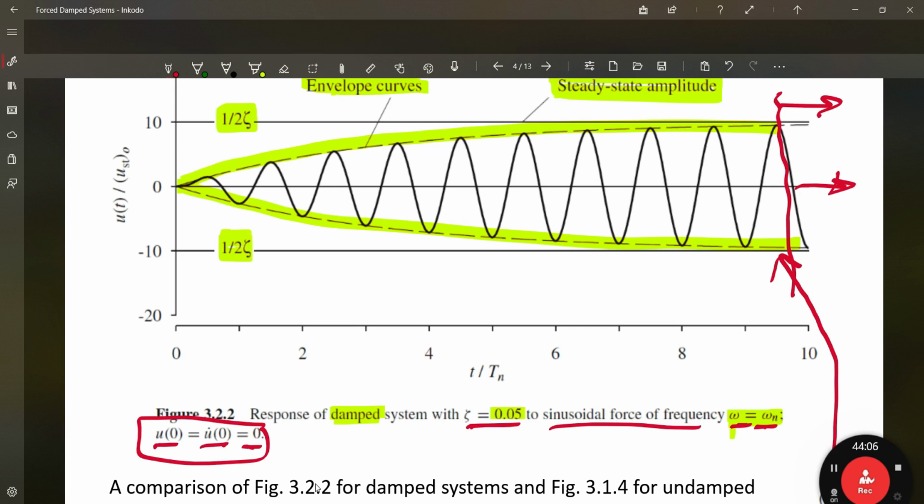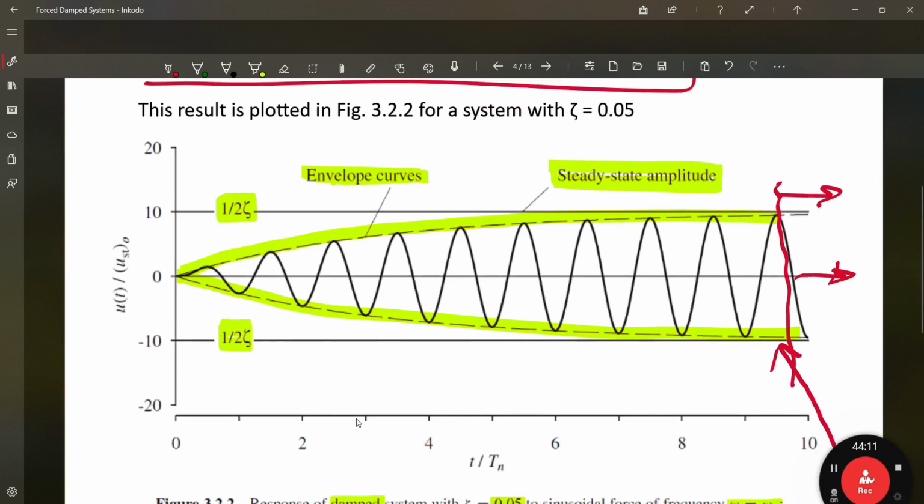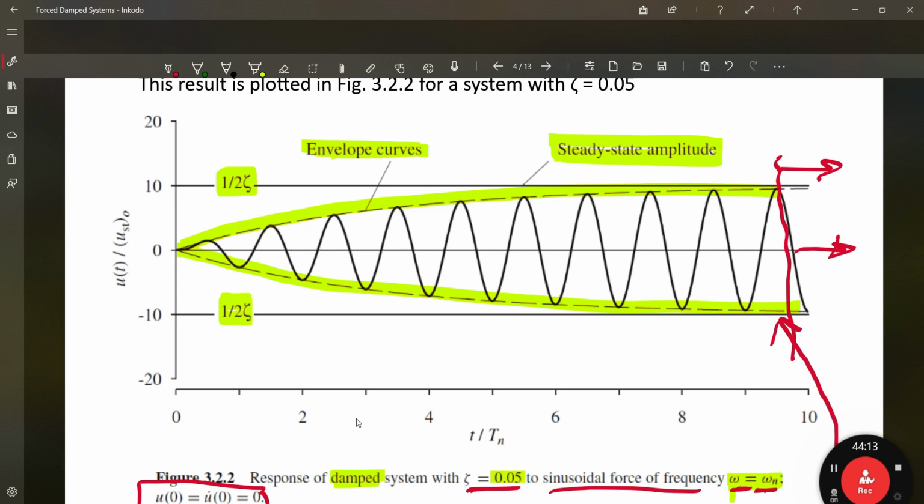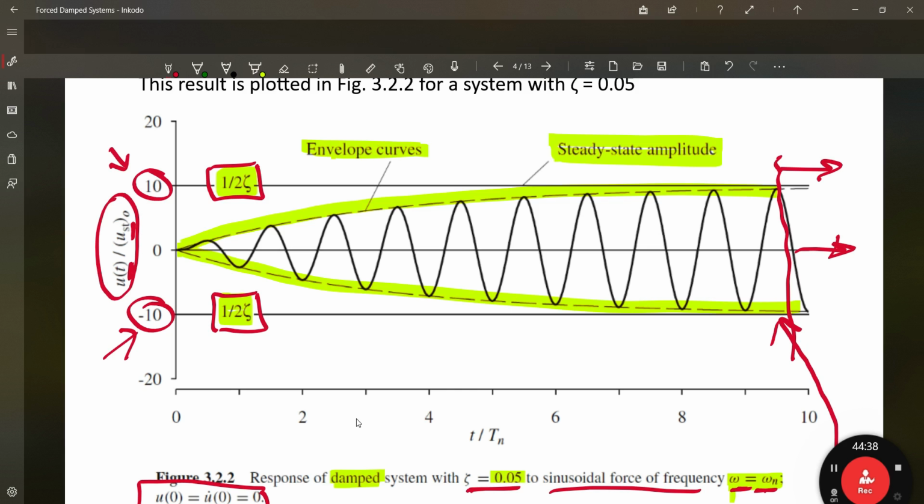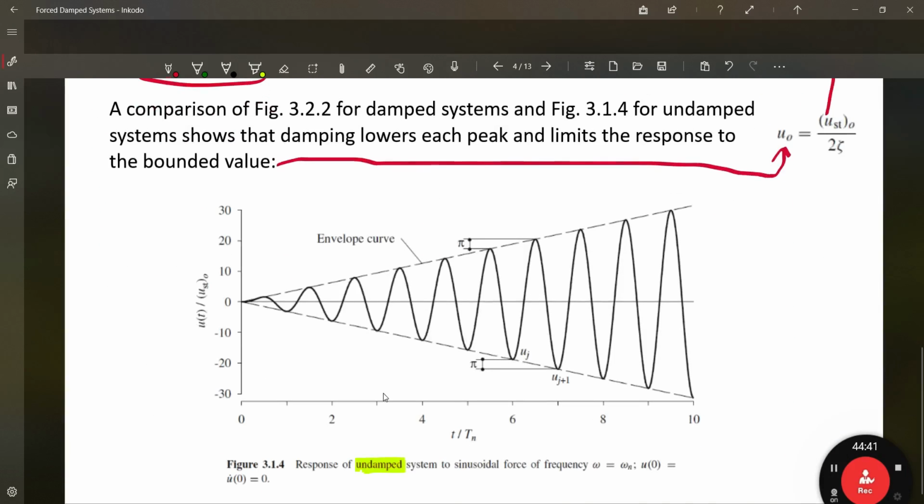What is happening here? You are going to find that yes, the response is being controlled. The vertical axis is the total response over the static response, and you are going to find that there are upper and lower bounds here, 1 over 2 psi, upper and lower. They are limiting the amplitude to be 10. Okay, go here to the undamped system. Look here.